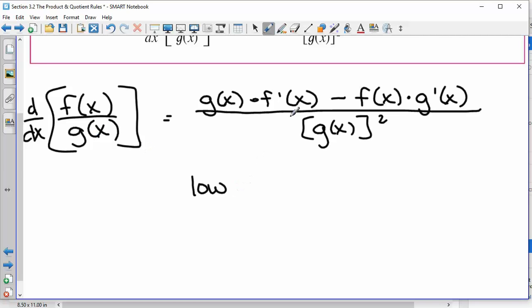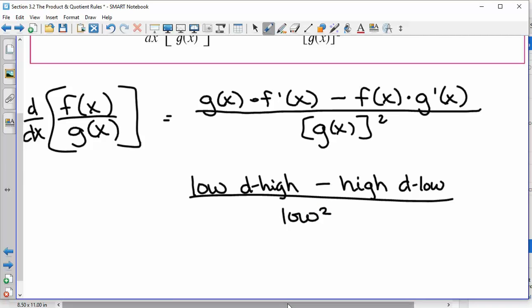We could say low d high minus high d low over low squared. Low d high, so it's the low one times the derivative of the high one, minus high, so the top one, d low, the derivative of the low one, over low squared. So I'm going to say that a lot when we do the quotient rule, and it will kind of stick after a bit, just a way to help you remember what order we're doing these things in. Okay, so I would like to try a couple quotient rules and then we'll probably quit for today.